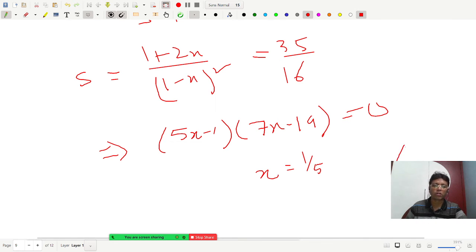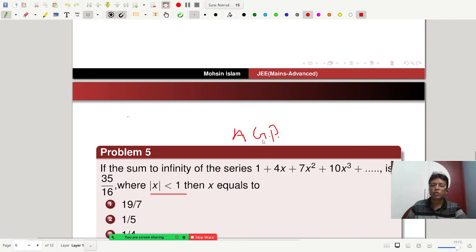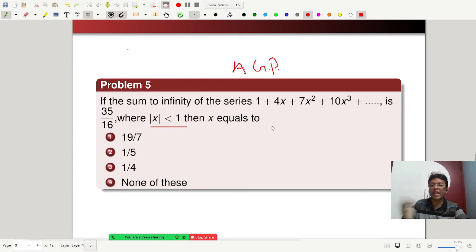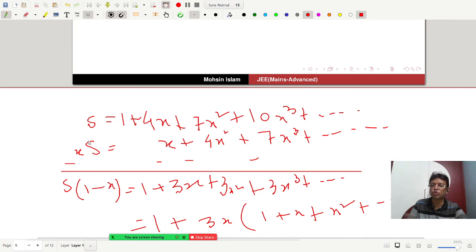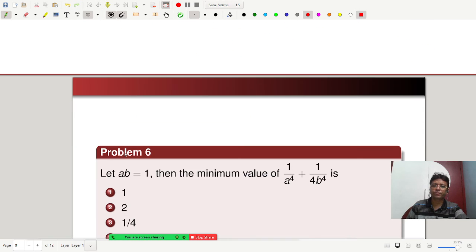That is your answer. Okay, so that is the use of the infinite GP, especially AGP, arithmetical geometric progression. In AGP, we write S in this type and we have to multiply the S with x and then do the simplification. Okay, let's move to the next problem.